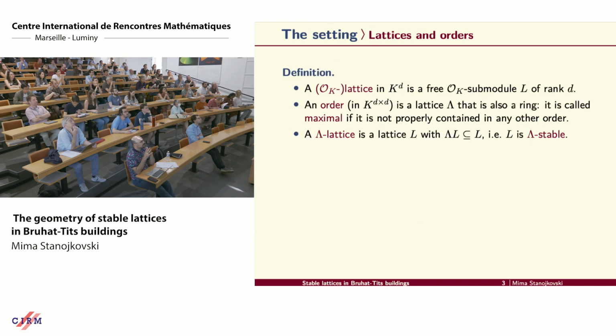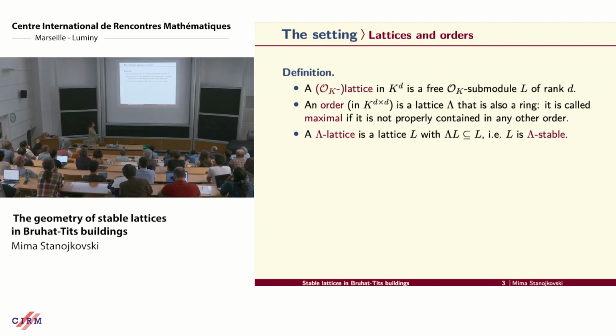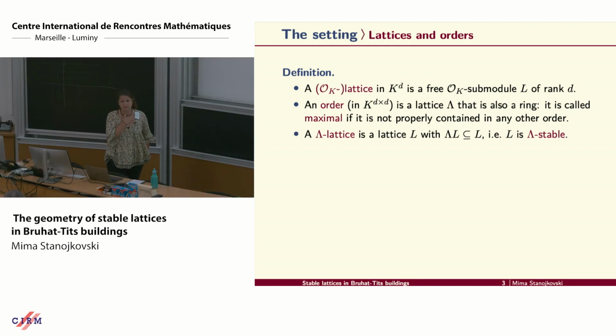And also to set some notation, for me today a lattice or an O_K lattice in K^d, where d is a positive integer, of course, will be a free O_K submodule of full rank. And an order is a lattice in K^{d×d}, so d by d matrices with coefficients in K, that is also a ring. And for me, rings have the identity element, and we call it maximal if there are no proper orders contained in it. And a Λ lattice will be a lattice in K^d that is also a module over Λ. So I will sometimes say that it's a Λ lattice, sometimes I will call it a Λ stable.